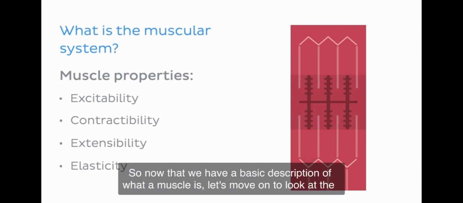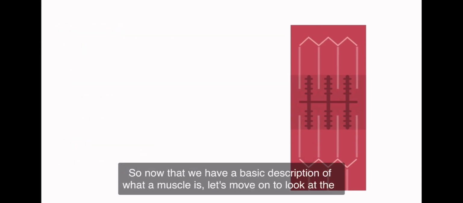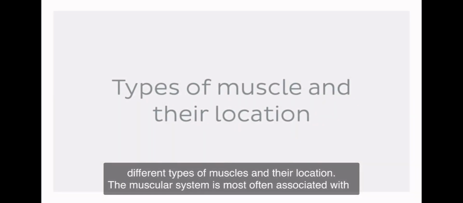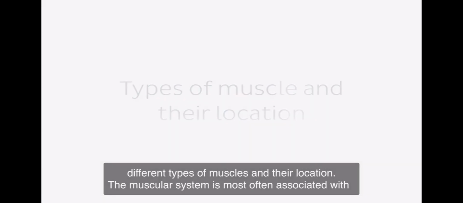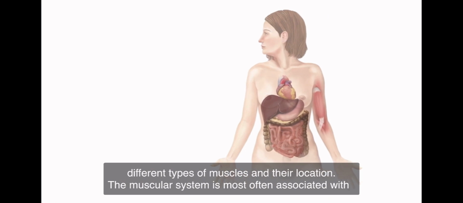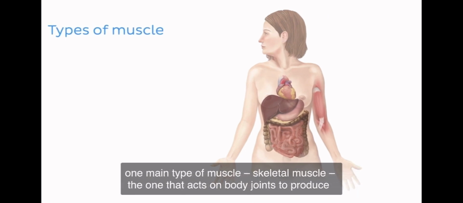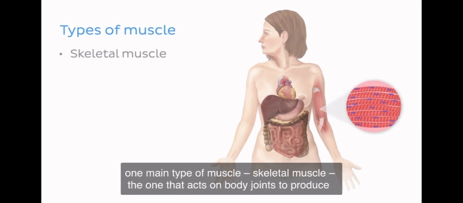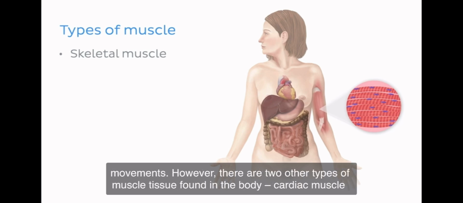So now that we have a basic description of what a muscle is, let's move on to look at the different types of muscles and their location. The muscular system is most often associated with one main type of muscle, skeletal muscle, the one that acts on body joints to produce movements.